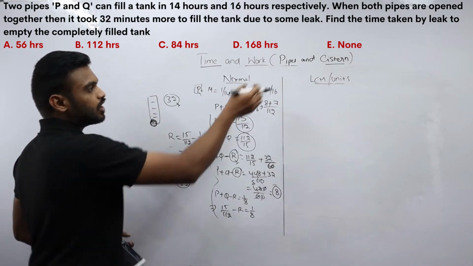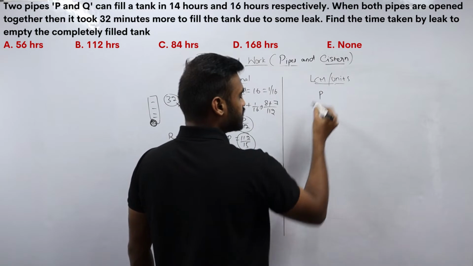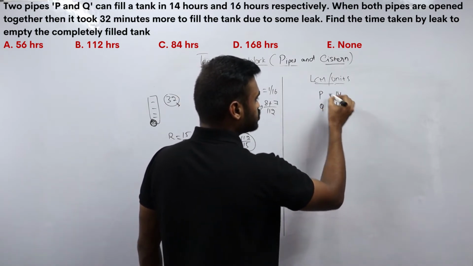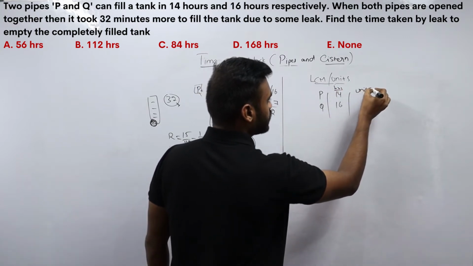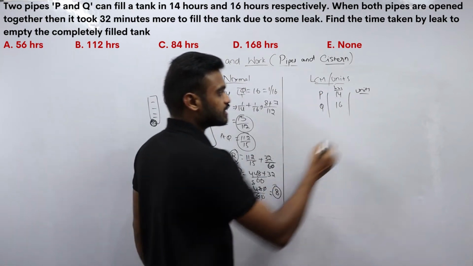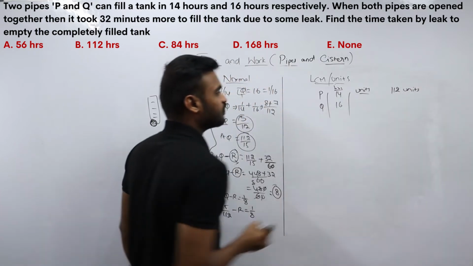Now let's see how the LCM or units method works to solve the same problem. They are given that P takes 14 hours to complete the work and Q takes 16 hours to complete the work. Now the total amount of work to be done is the LCM of 14 and 16, that is 112 units.